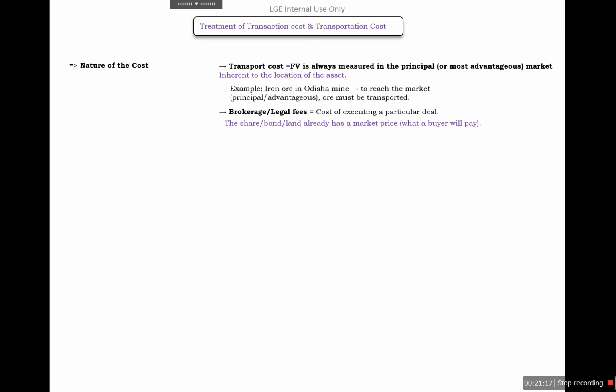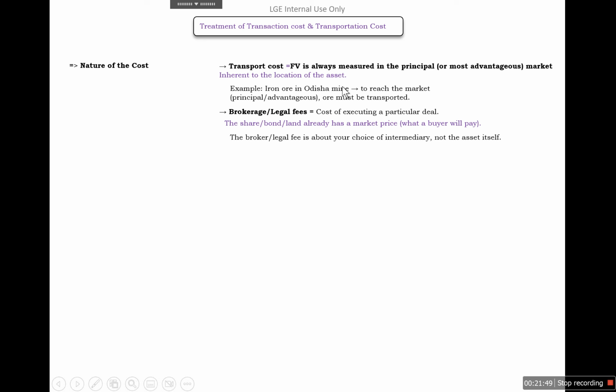A share, bond, or land already has a market price, what a buyer will pay. But the brokerage and legal fees are about your choice of intermediary, not the asset itself. So brokerage does not affect the fair value of the asset. It is just an intermediary cost to get the deal done. So it is a deal-specific cost, not an asset-specific cost. So this is the difference in the nature of the two costs.